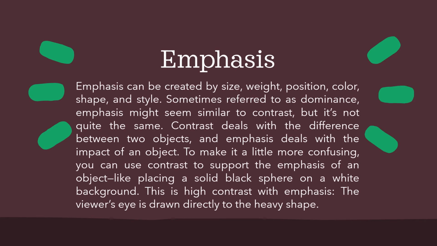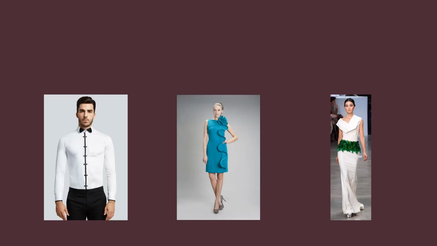Emphasis. Emphasis can be created by size, weight, position, color, shape, and style, sometimes referred to as dominance. Emphasis might seem similar to contrast, but it's not quite the same. Contrast deals with the difference between two objects, and emphasis deals with the impact of an object. To make it a little more confusing, you can use contrast to support the emphasis of an object, like placing a solid black sphere on a white background. This is high contrast with emphasis. The viewer's eye is drawn directly to the heavy shape. So these are the examples of emphasis.